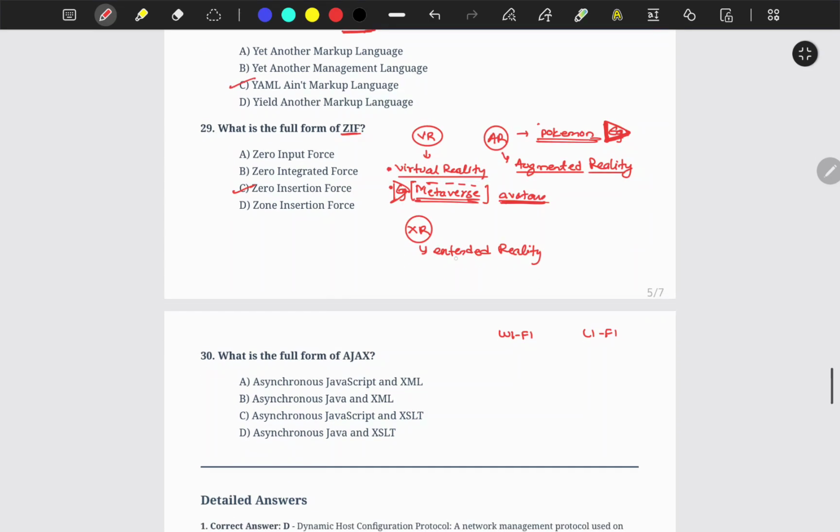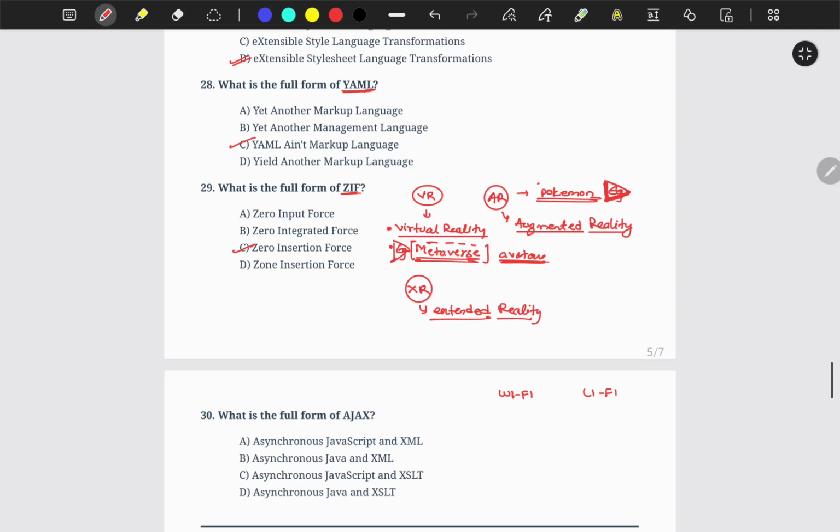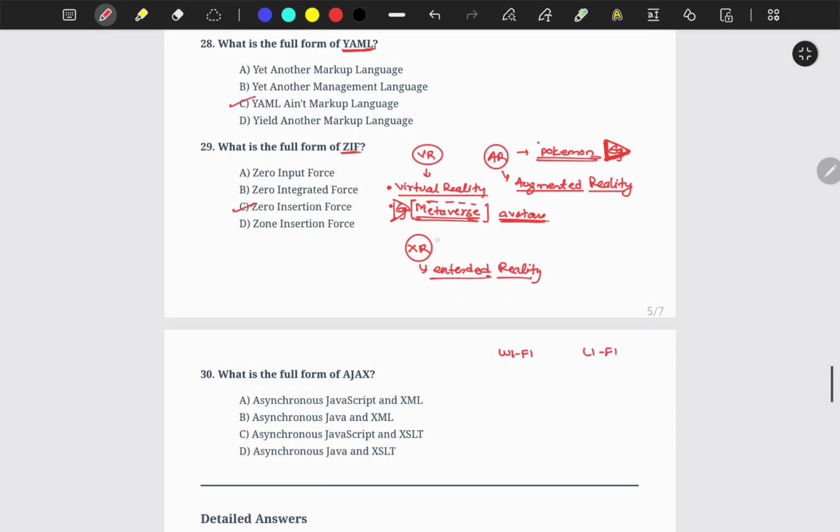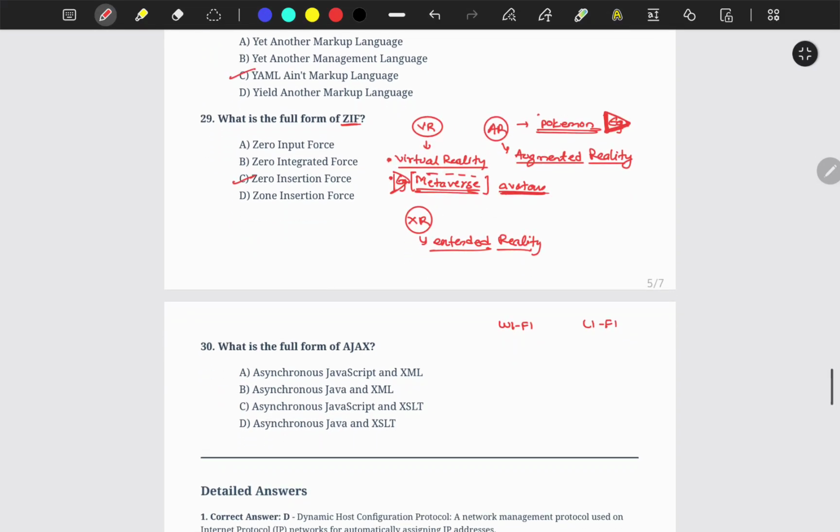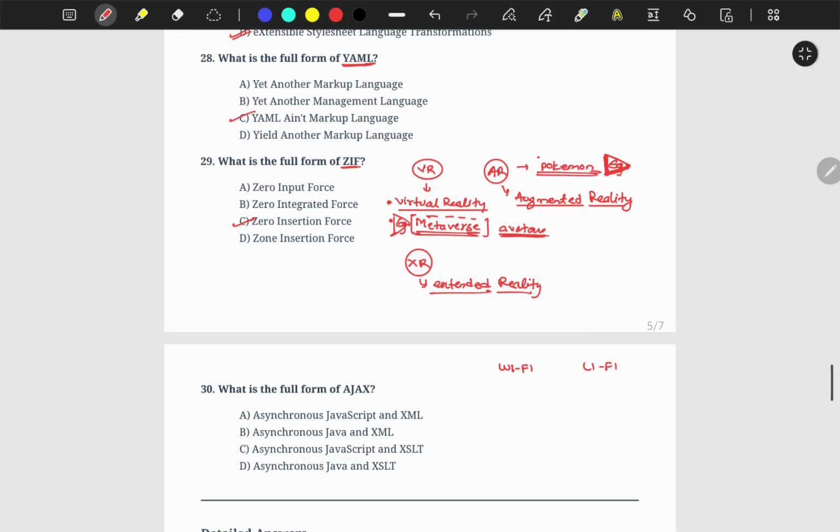Okay, so XR is extended reality. See, it is a mixture of both VR and AR; the mixture is called extended reality. Okay, so this is VR and AR. Okay, next is the last question. Okay, question number 30. What is the full form of AJAX? So the correct answer is option number A, asynchronous JavaScript and XML.